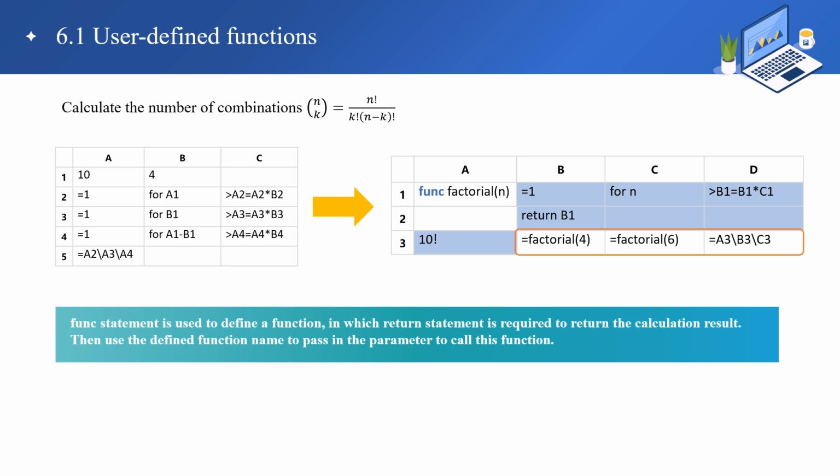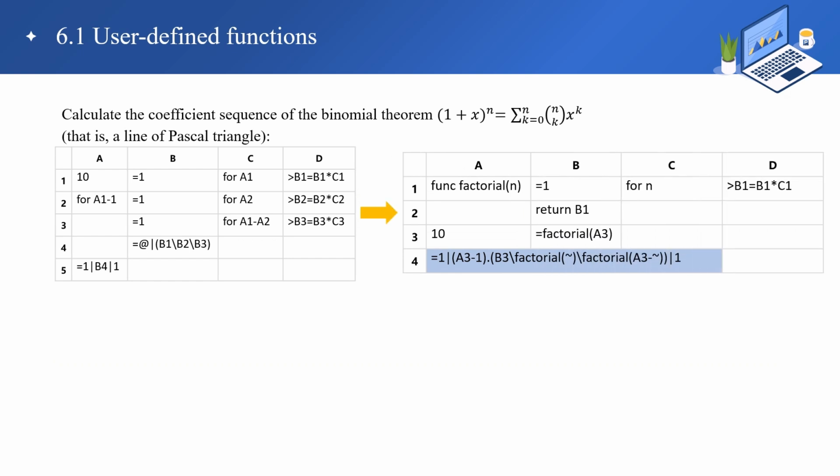User-defined function is also a function. It can be used in the same way as other SPL native functions. It can be put in the expression to participate in the calculation. The result can be calculated correctly in this way. Moreover, after the user-defined function is defined, it can be used in the loop function. The calculation of binomial coefficients also looks clearer.